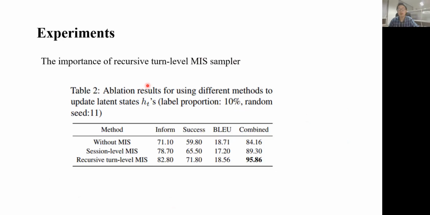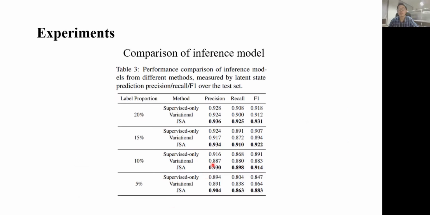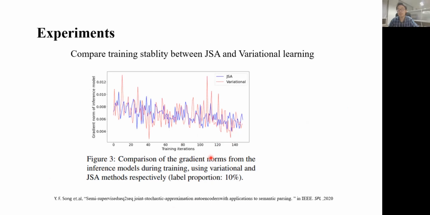We also conduct 4 ablation studies. The first is to show that our recursive turn-level MIS sampler significantly improves performance of the system. The second is to compare the performance of the model among supervised only, variational method, and JSA method. We can see from the result that JSA method continuously improves the performance of the inference model while variational method doesn't. This result gives us an insight into why JSA method has an advantage over variational method.